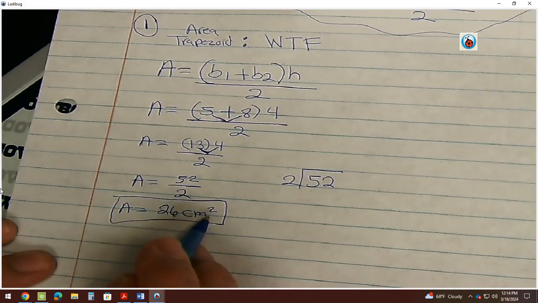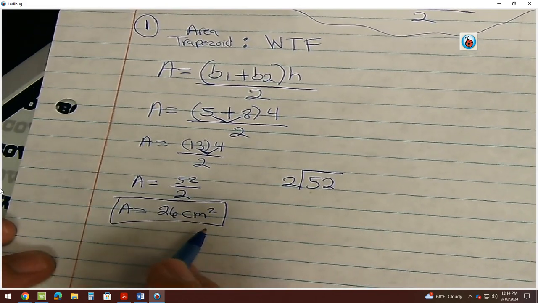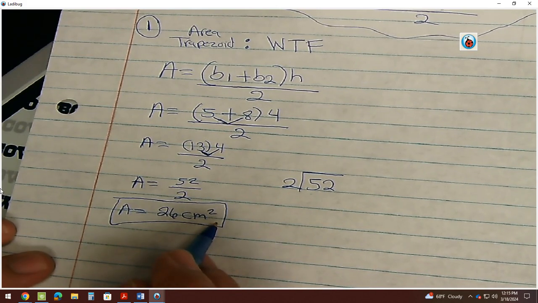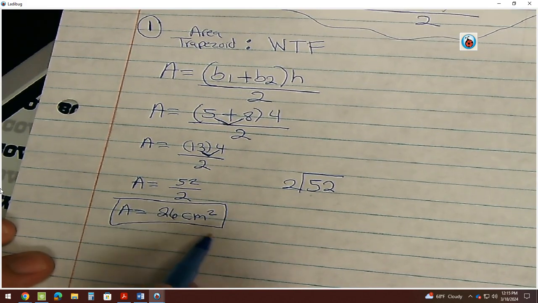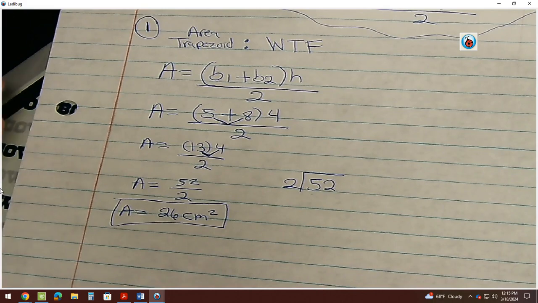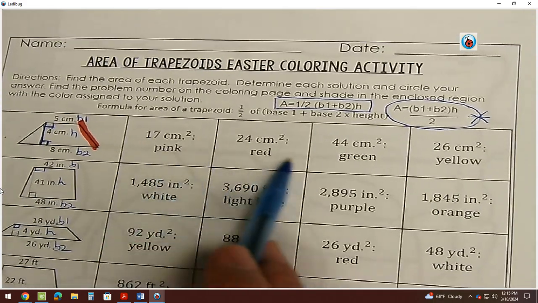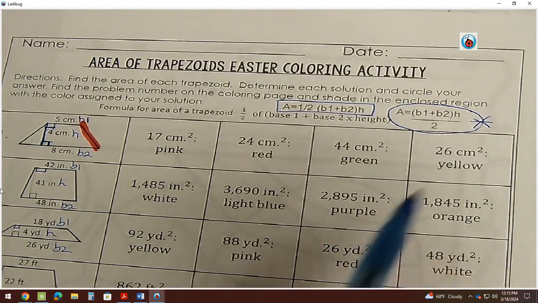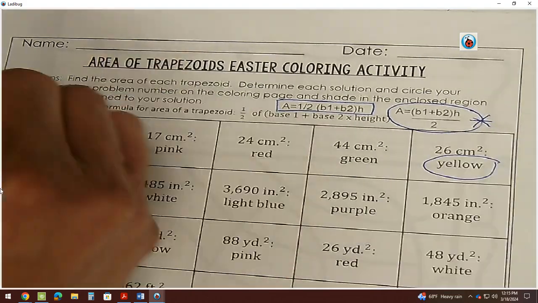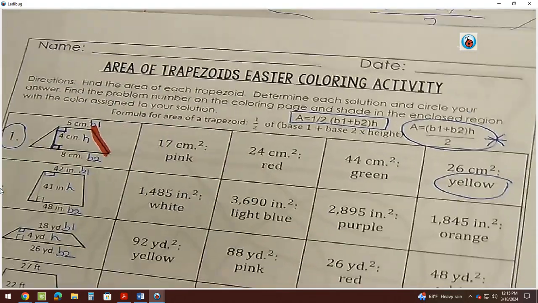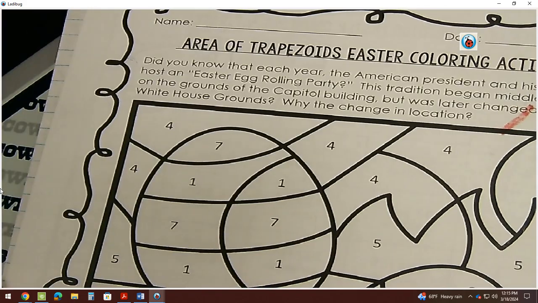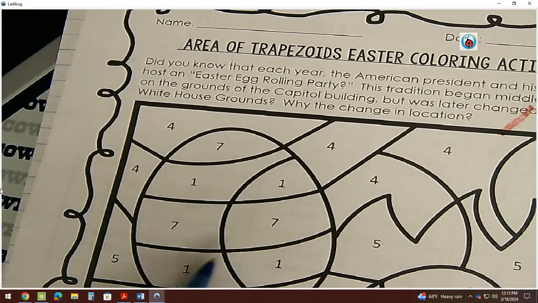Later on, I'm going to talk to you about why we measure area in square units. Later on, I'll tell you what that means. Okay? I'm going to go now to my paper, and I'm going to find which one has 26. Yellow. So you see that number 1? I'm going to go to the back, and all the number 1s, I'm going to color them what? Yellow.